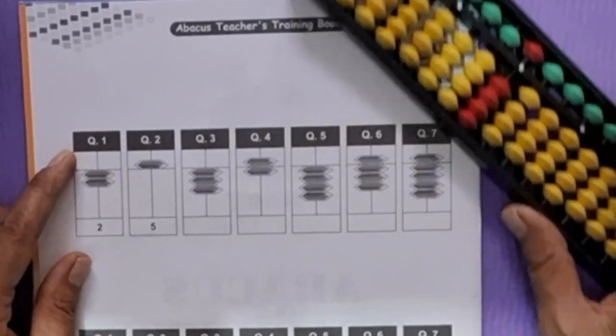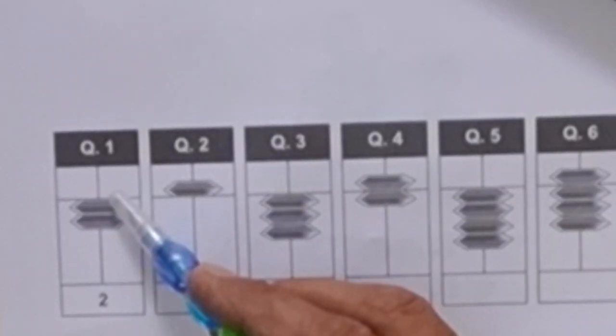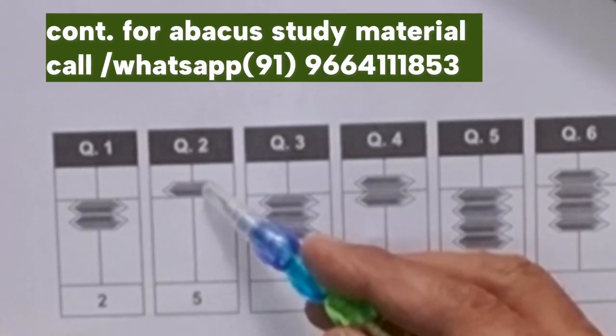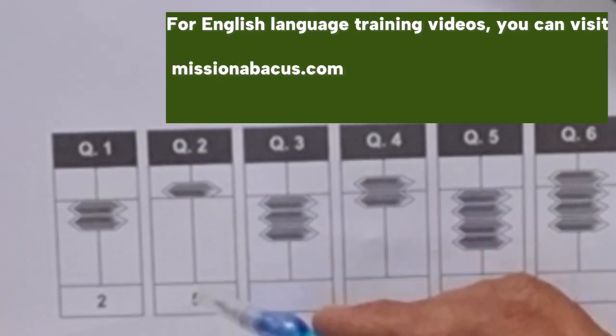Question number 1. Two beads are touching the answer bar and the answer filled in is 2. In question number 2, the bead with a value of 5 is touching the answer bar and the answer filled in is 5. This and this is the same.